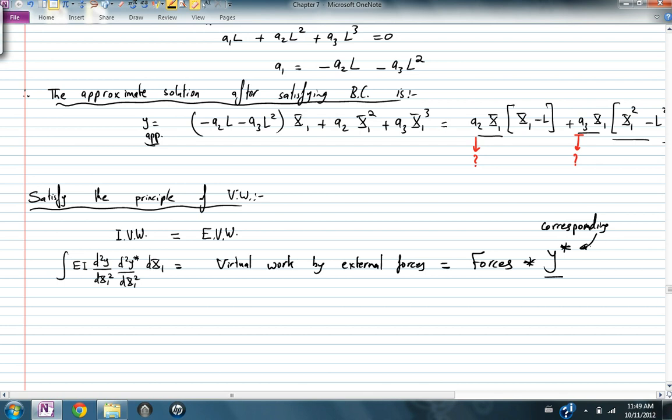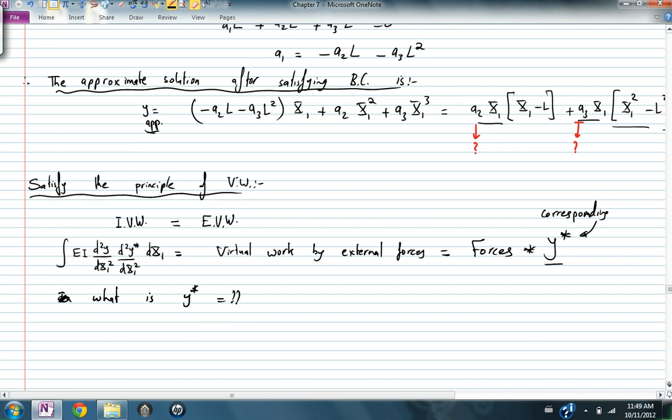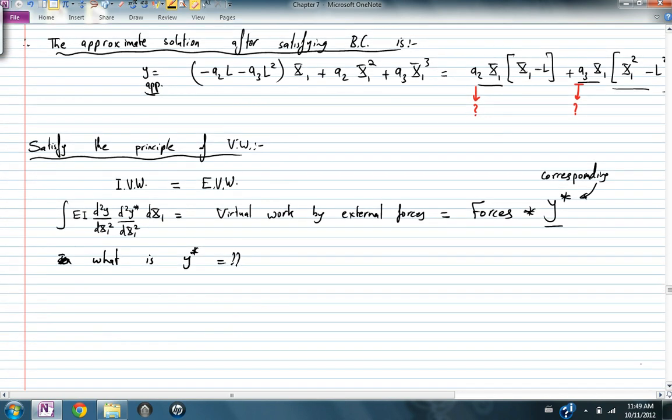Now, to satisfy the principle of virtual work, I need a virtual displacement. So what is y star? What should I choose for y star? As we said when we talked about the principle of virtual work, I can choose anything for y star. But to make life easy, I'm going to choose y star to be similar to y approximate.